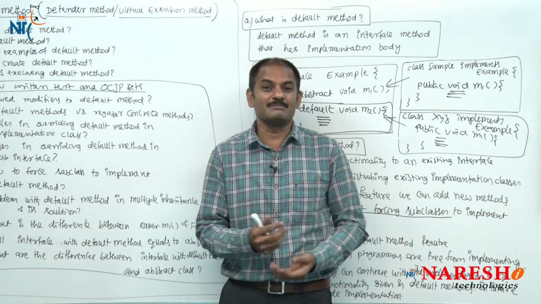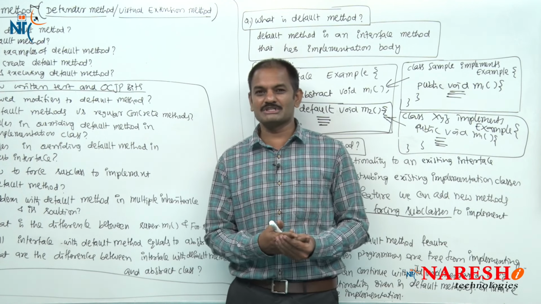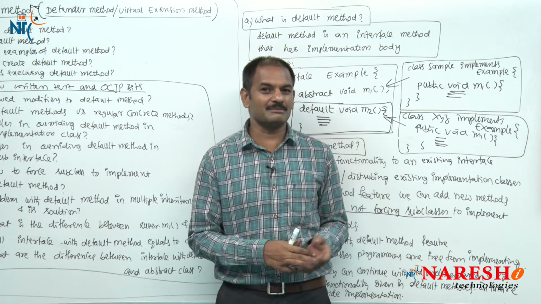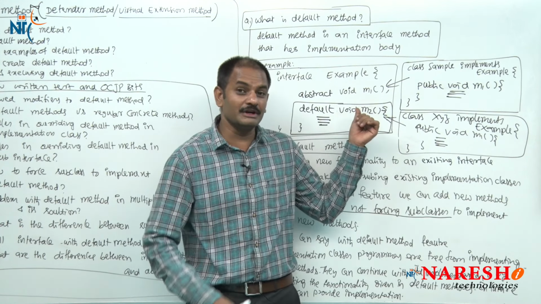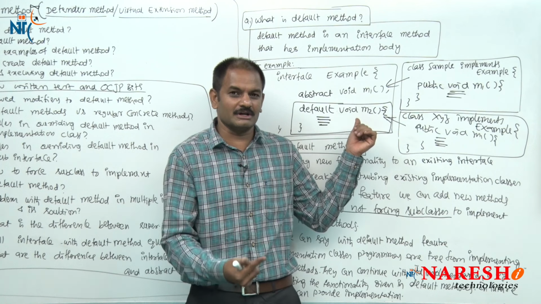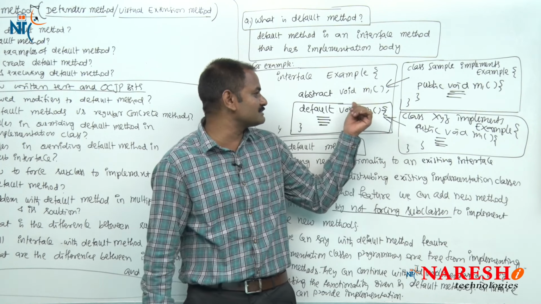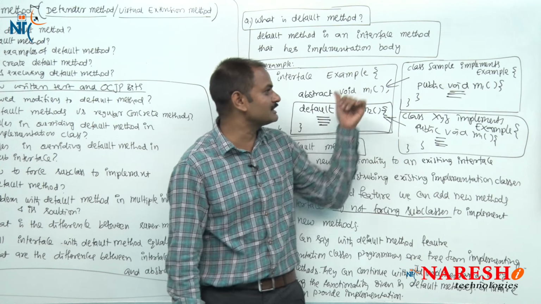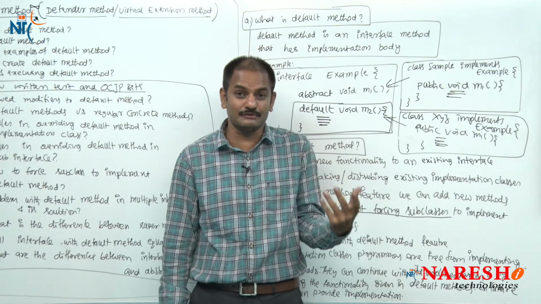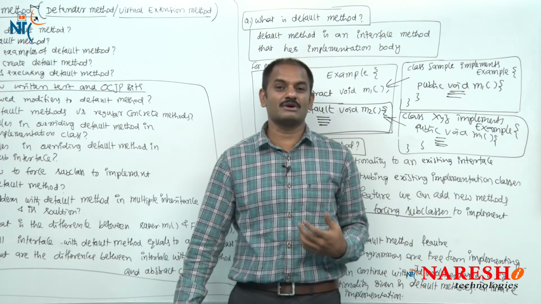How can this problem be solved? According to the Java 8 version, the problem can be solved by using a default method. So we can create the video call method and the fast internet access method. All these methods we can add inside the SIM interface by using the default concept. Without disturbing subclasses, we can add a new feature. So this is why this concept came.